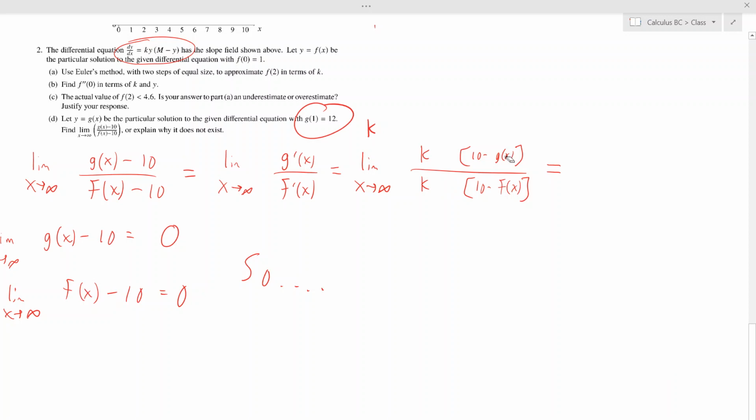But I don't like that. I got to think about this right now, okay? Again, you'll see L'Hopital's rule. I don't think you'll see it like this, but that's what they're doing in their answer key.